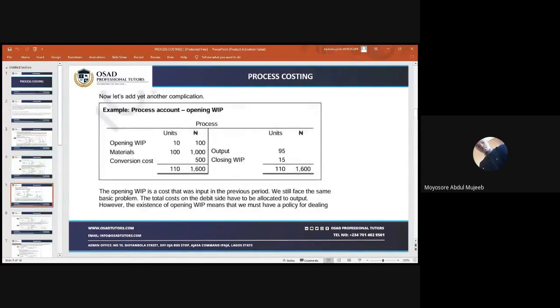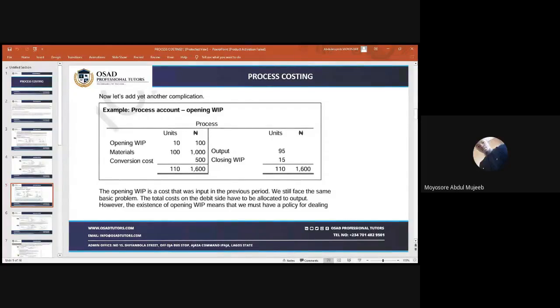Processing account, opening work in progress. Now, the former account, we had a closing work in progress. Now, we have an opening work in progress. That means at the end of last period, our last accounting year, we had work in progress, 10 units that we have not finished. But we had to close that accounting year. We had to close our accounts that last year. Now, this new period, when you have a closing balance, it's definitely an opening balance for the next period.